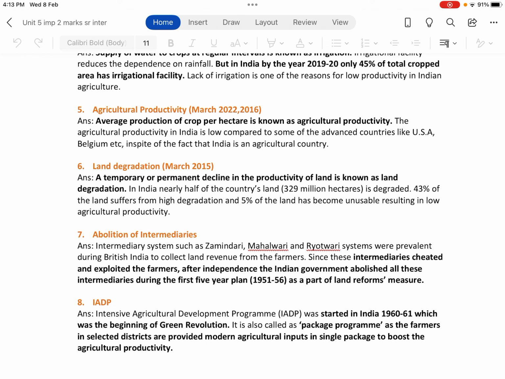Okay, the sixth one, land degradation. This question has been asked in March 2015. A temporary or permanent decline in the productivity of land is known as land degradation. Because of soil erosion or the degradation of land, the quality of land decreases.